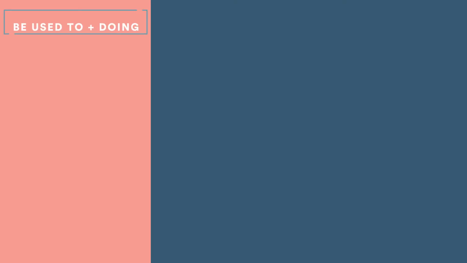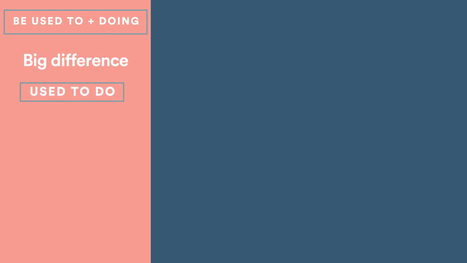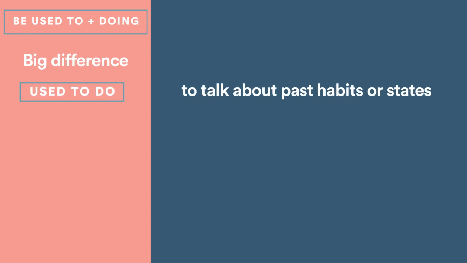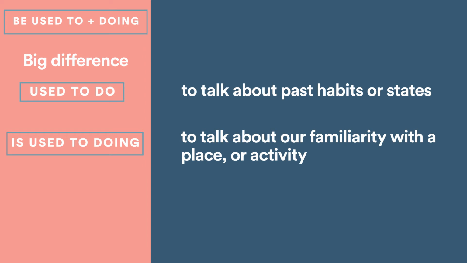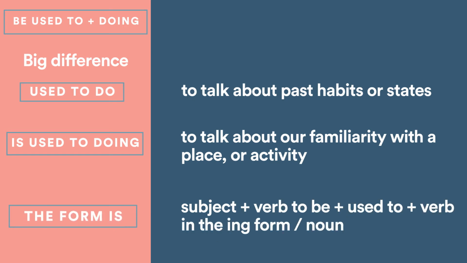Be used to plus doing. There's a big difference between used to do, to talk about past habits or states, and is used to doing, to talk about our familiarity with a place or activity. The form is subject plus verb to be plus used to plus verb in the ing form or noun.